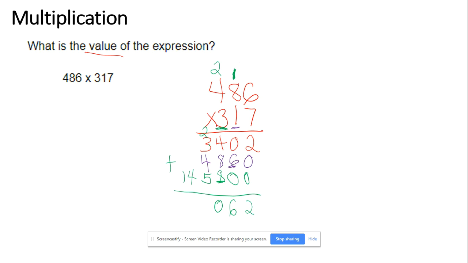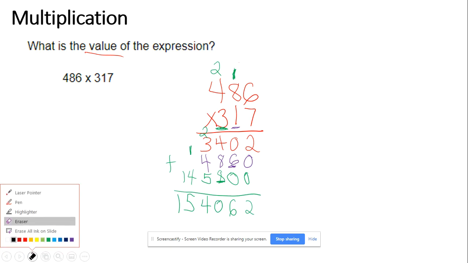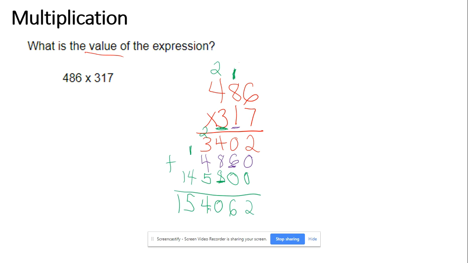So 2 plus 3 is 5. 5 plus 4 is 9. And 9 plus 5 is 14. Carry the 1. 4 plus 1 is 5. 1 plus nothing is 1. So our answer is 15,400. My goodness, that's not it. I put the comma in the wrong spot. Here we go. 154,062.